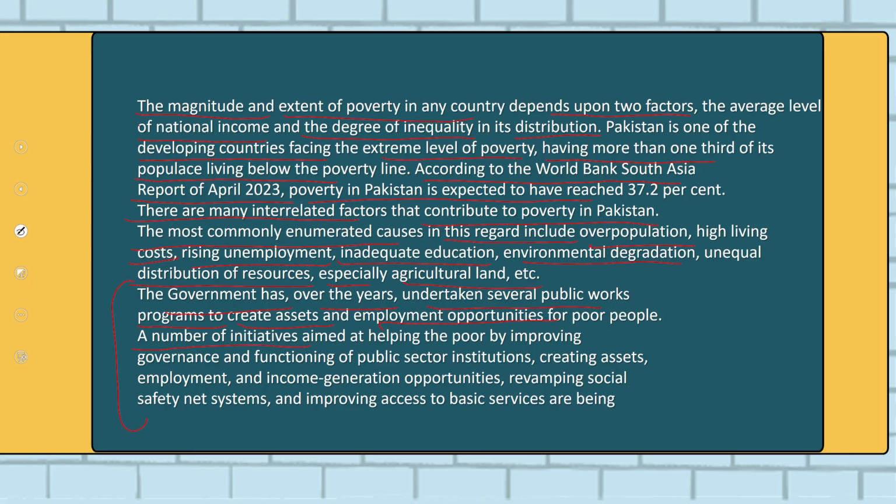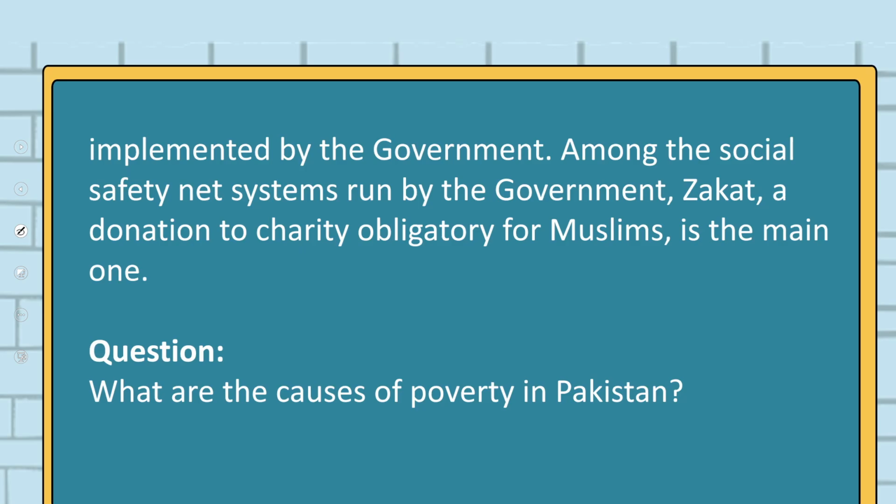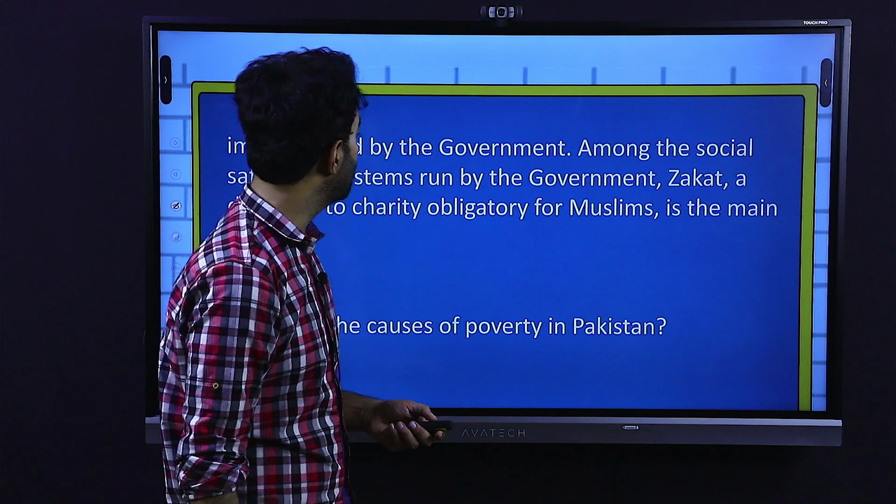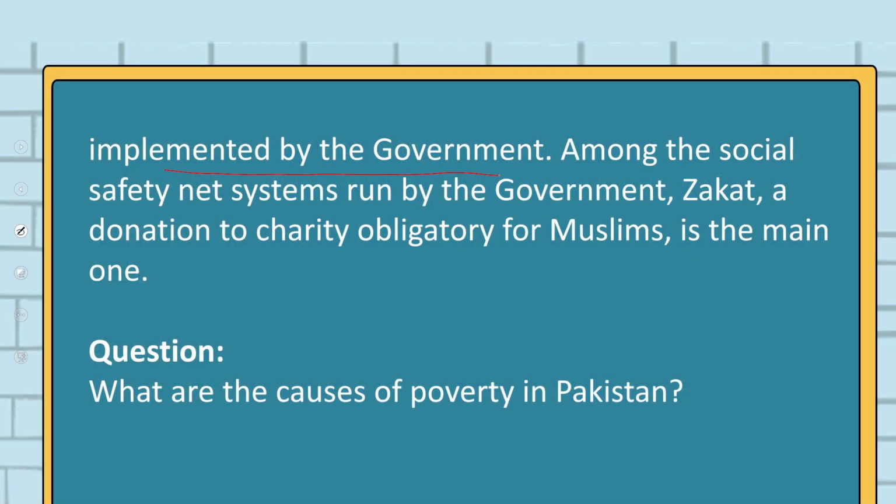A number of initiatives aimed at helping the poor by improving governance and functioning of public sector institutions, creating assets, employment, and income generation opportunities, revamping social safety net systems, and improving access to basic services are being implemented by the government. Among the social safety net systems run by the government, zakat, a donation to charity obligatory for Muslims, is the main one.